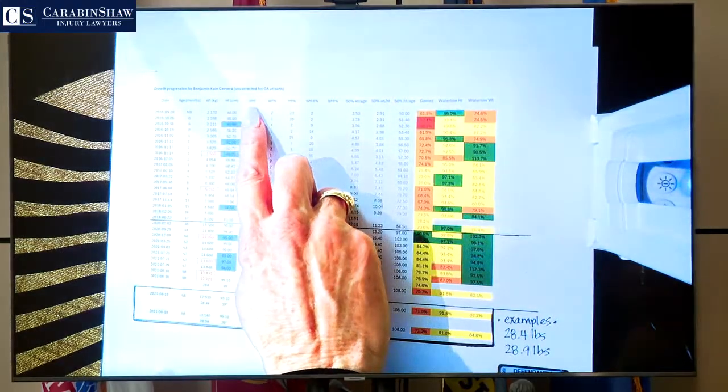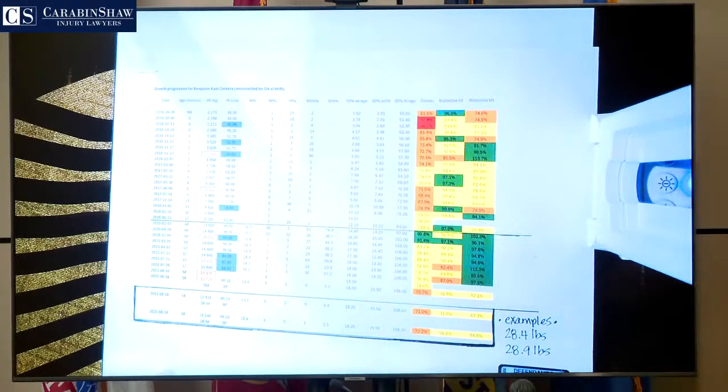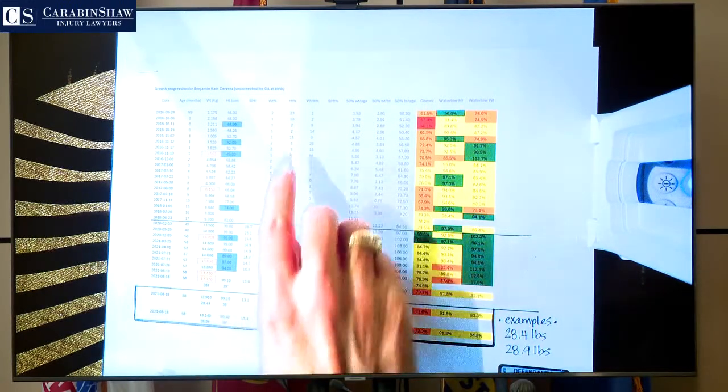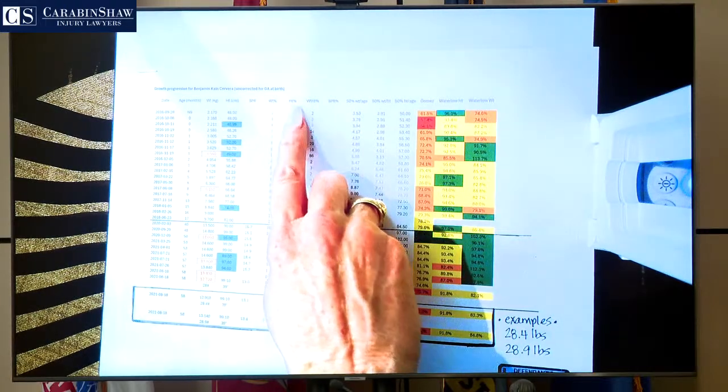The next column is his BMI, which is generally not calculated for children under 2. That's why those numbers start lower in the chart. And then percentiles for each of those for both weight and height.